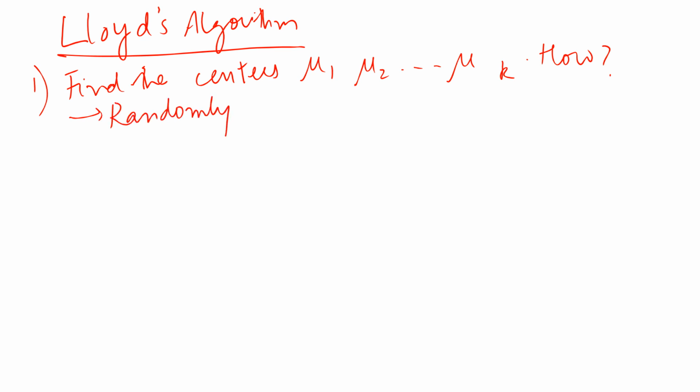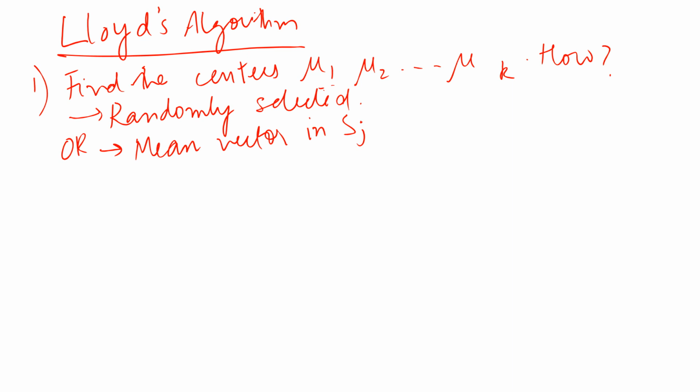They're usually randomly selected, and there are better criteria to get a good start. But randomly chosen data points are fine. Or the centers could be the mean vector in the respective clusters S sub j. Either way, it's fine. If we have some information around that, we can get the means and begin from there. But mostly, if it's the beginning, then it's the randomly chosen points.